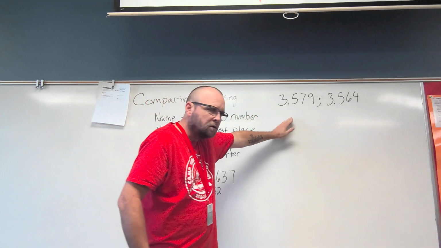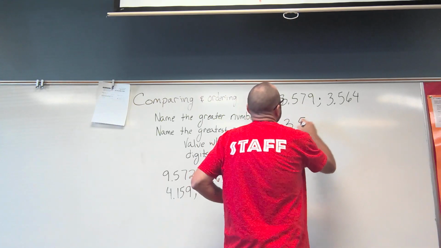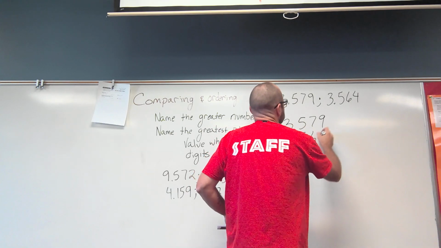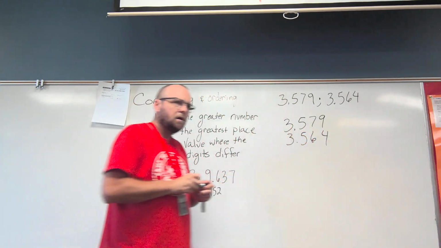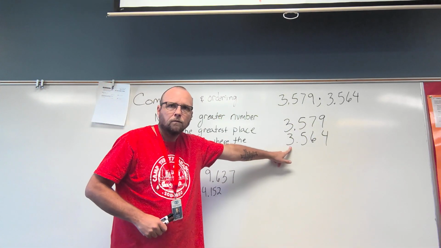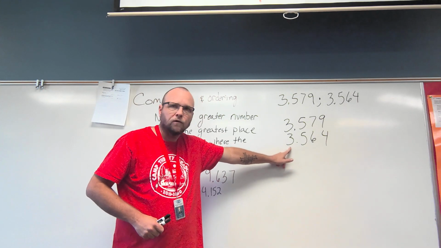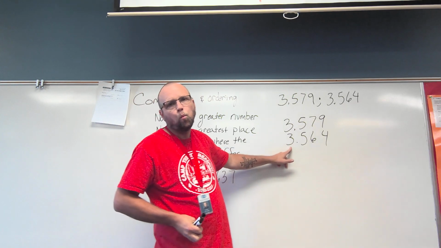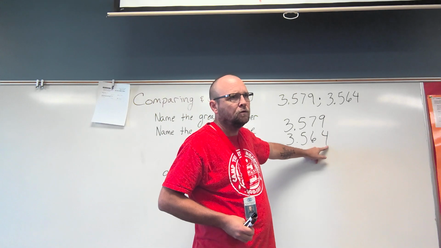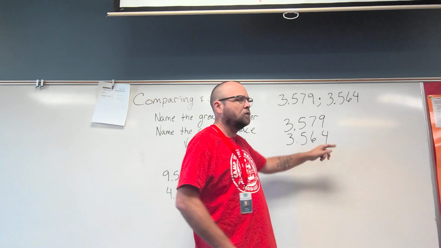So let's take the first one here. We're going to line them up. We have 3 and 579 thousandths, 3 and 564 thousandths. What is the biggest place value, Polari? 3,000. What place value is this? No. Here's the decimal point. What's right in front of the decimal point? Ones. Good. And the smallest place value? The thousandths. Good.